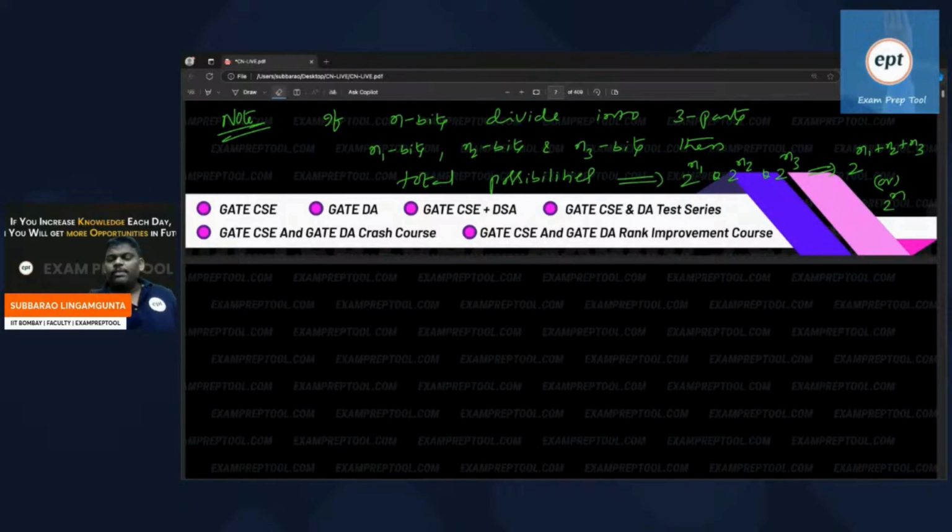If n bits are divided into 3 parts, n1 bits, n2 bits and n3 bits, then the total possibilities are 2 power n1, 2 power n2, 2 power n3, which is 2 power n1 plus n2 plus n3, which is nothing but 2 power n.